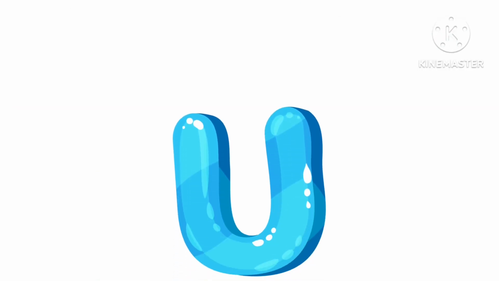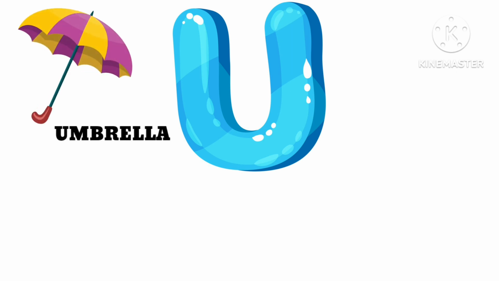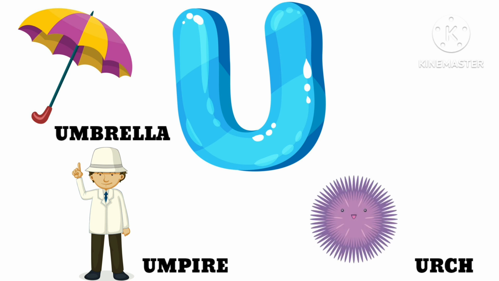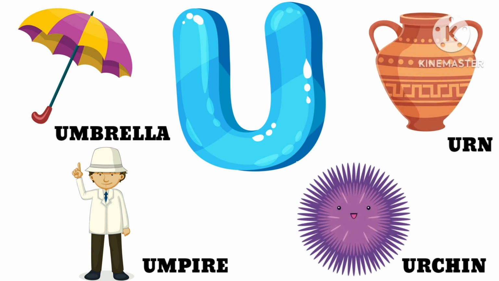This is alphabet U. U for umbrella. U for umpire. U for urchin. U for urn.